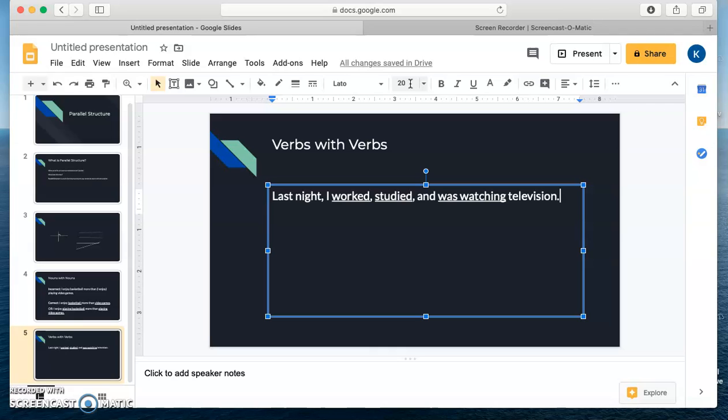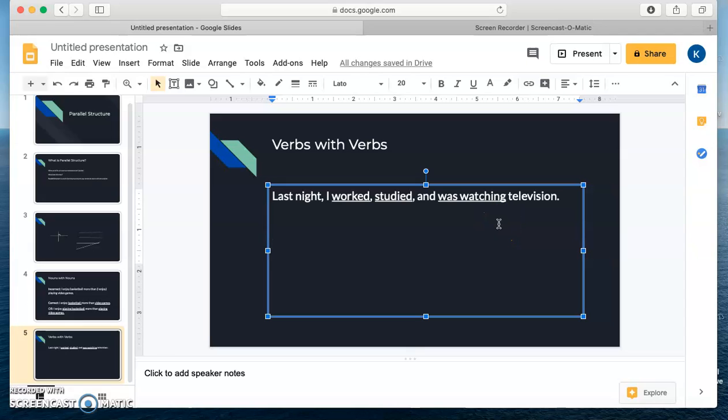Now this is going to be similar to how we discuss our nouns with our nouns. Let's break this down. Last night, we can assume that this is going to be the stem of our sentence, right? This is just an introductory phrase. And then I is our subject. Again, don't have to worry about matching this up with anything. It's a subject. We have worked, studied, and was watching.